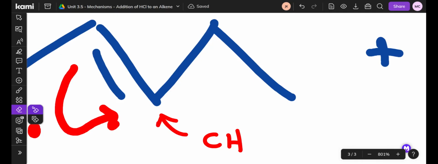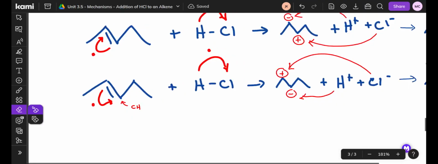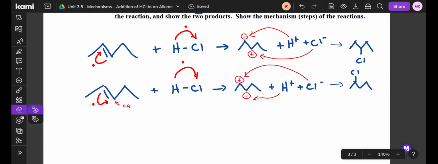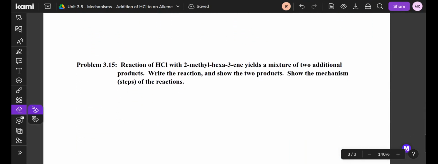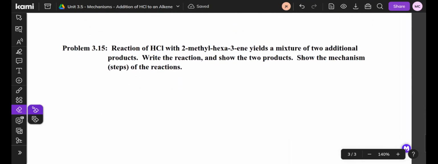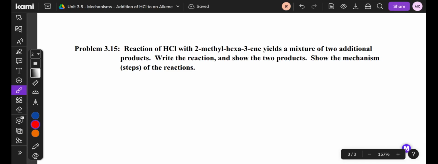How do you know that you're supposed to draw both major and minor? It'll tell you 2 products. Try this one on your own, and I'll draw it up here. So try this one on your own, and both major and minor. So again, it's asking for the 2 products.